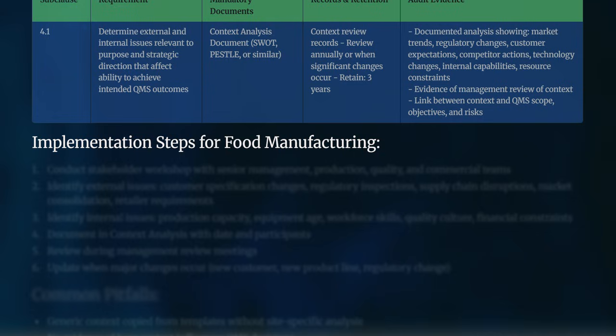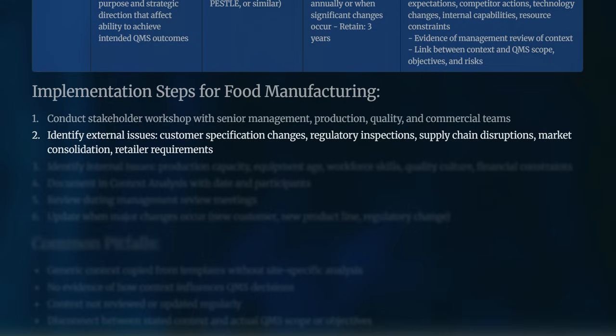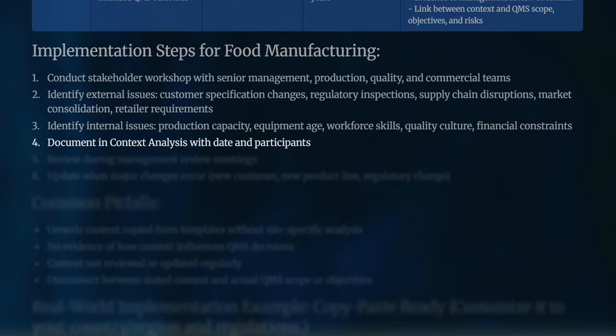The implementation steps for food manufacturing to meet the requirement of clause 4.1. First, you need to conduct a stakeholders workshop with senior management, production, quality, and commercial team. So you need to schedule that. Then you need to identify in this workshop the external issues like customer specification changes, regulatory inspections, supply chain disruptions, market consolidation, and retail requirements. After you have identified the external issues, you need to identify the internal issues, including production capacity, equipment age, workforce skills, quality culture, financial constraints. So you are doing identification through the analysis.